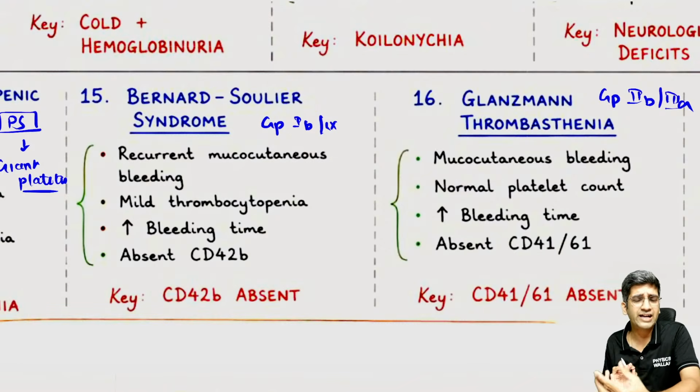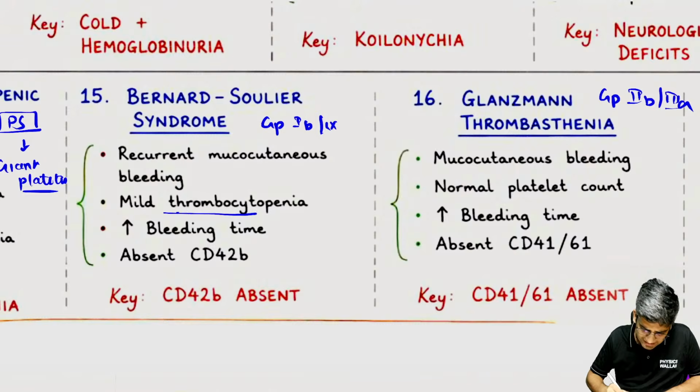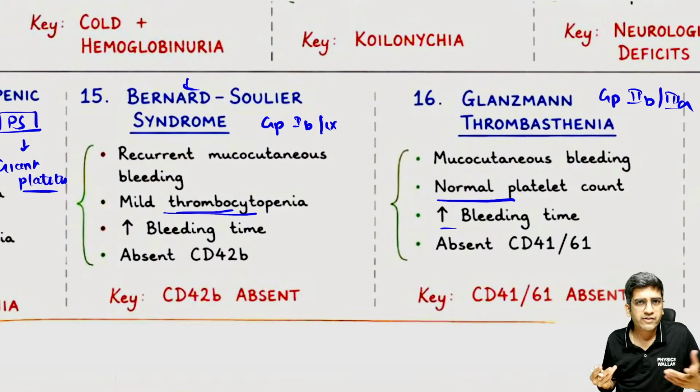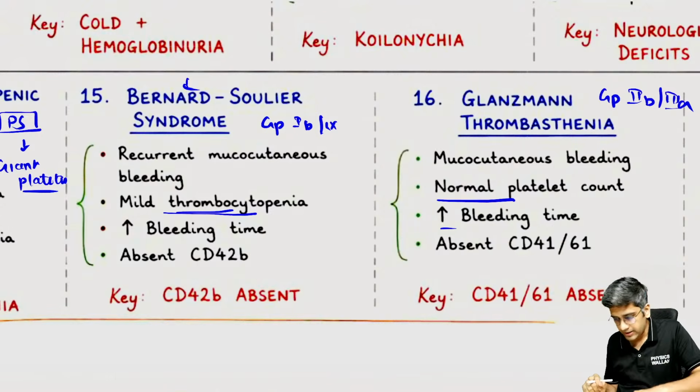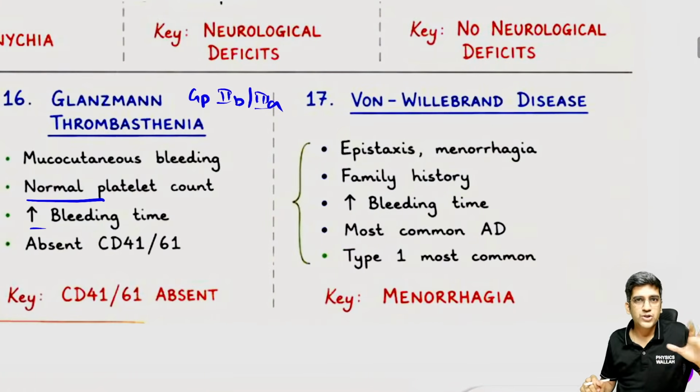Petechiae might have bleeding a little bit in the internal organs, right? One important thing, you might have mild thrombocytopenia in Bernard-Soulier. Here platelet count will be normal, bleeding time will be elevated because of a platelet defect by default, right? Perfect.